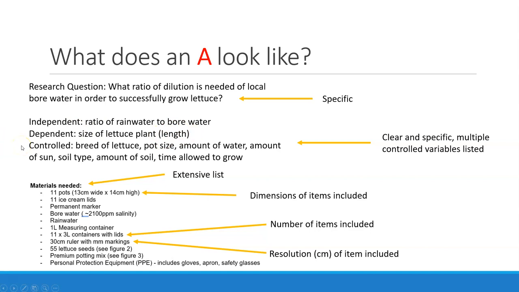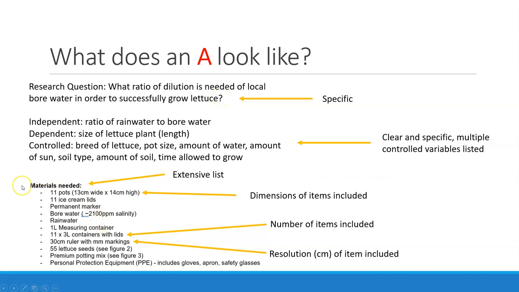The controlled variables include the breed of lettuce, so it has to be the same breed. The pot size in which the lettuce is growing, the amount of water that it's actually given, the amount of sun, the soil type, the amount of soil, time allowed to grow. These are all factors that will impact the growth of a lettuce plant, which means that they all need to stay the same so that we know that the amount of salt in the water is the only thing that is impacting the growth of the lettuce.